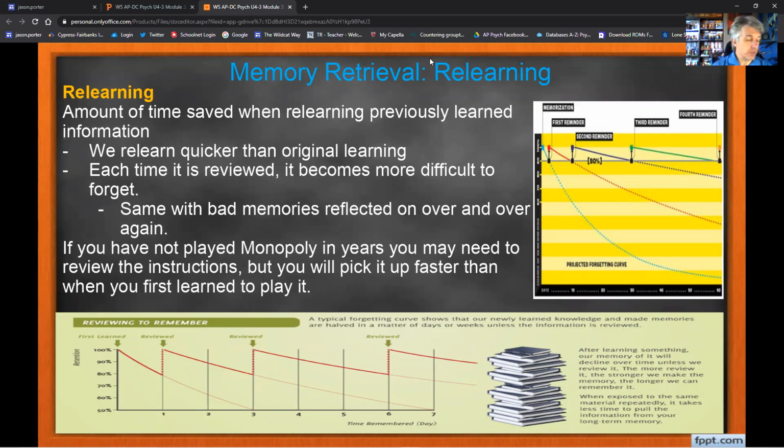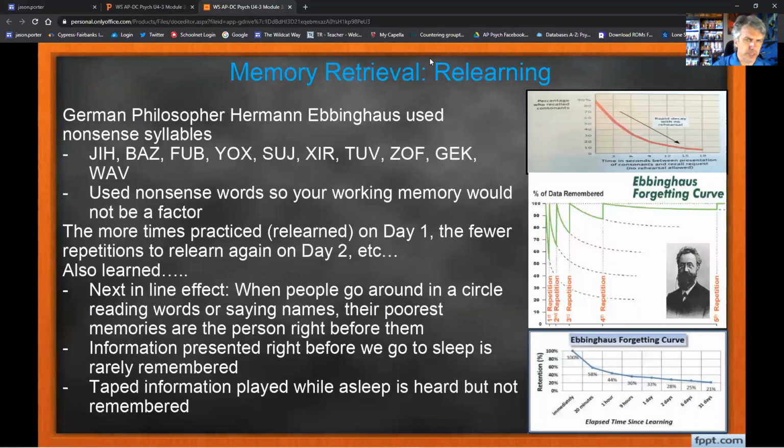If I was a guitar player and I hadn't picked up a guitar in 10 years, I'm not going to be as good as I was 10 years ago, but I'm not going to have to start from scratch learning the guitar. So we'll learn quicker than when we originally learned something, which is why it's very important, as you're studying for this class or any class, that you don't wait until the last moment to study things. You pick it up as it's going along. Take the notes, quiz yourself, whatever. It's going to be easier to pick up when you're relearning it.